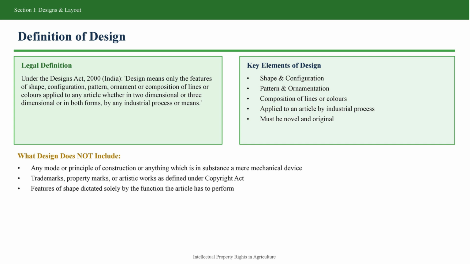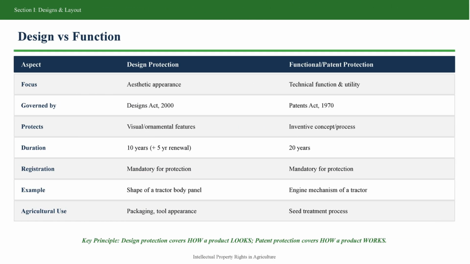Now, under what design does not include, the first exclusion is any mode or principle of construction or anything which is in substance a mere mechanical device. Second, trademarks, property marks, or artistic works as defined under the Copyright Act. And third, features of shape dictated solely by the function the article has to perform. So basically, if something exists purely because of function and not appearance, design law will not protect it. Building on that idea, let's compare design versus function.